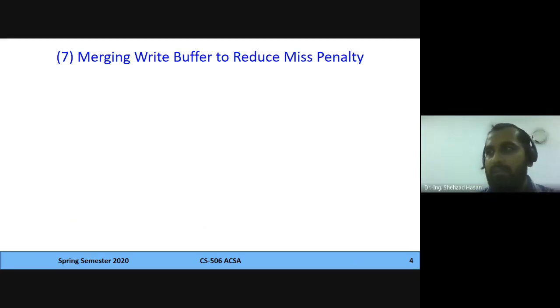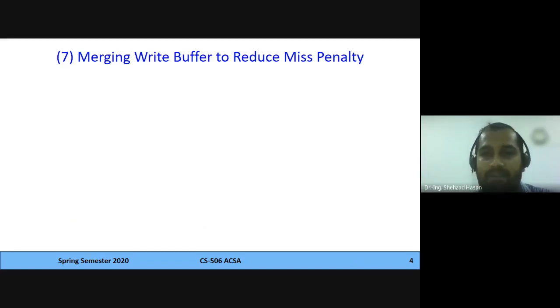Now, the seventh optimization is merging write buffer to reduce miss penalty. We have already talked about write buffers. Whenever the CPU is going to write something to cache in a write-through cache, you need to update both the cache and the memory, right? So the CPU doesn't update the memory at that time, but writes to the write buffer, and the write buffer is then responsible for writing the same thing to the memory whenever the memory is free. From the CPU's perspective, it has done its task, and thinks that it has written that same word in the memory. That's about the write buffer.